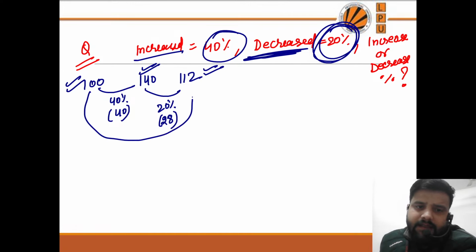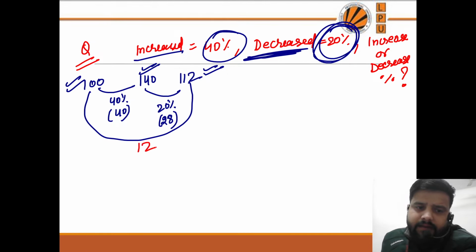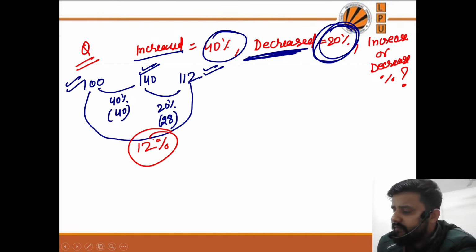So how much increase or decrease is there? From 100 to 112, it is a clear increase. In terms of value, it is 12. And since the base is 100, I can directly say there is a 12% increase finally.